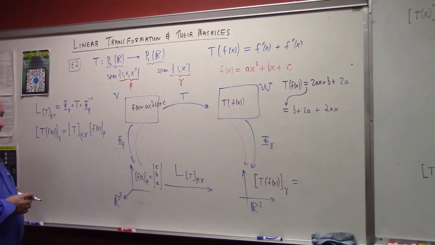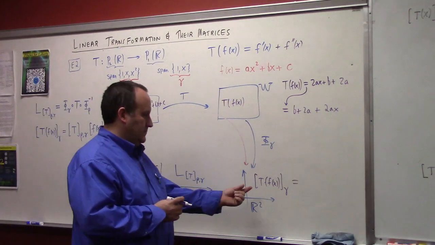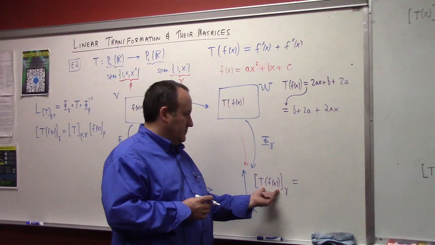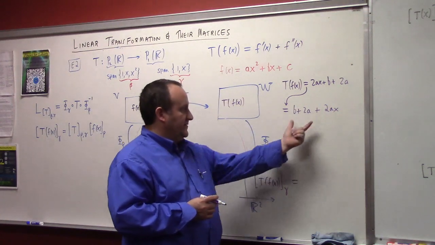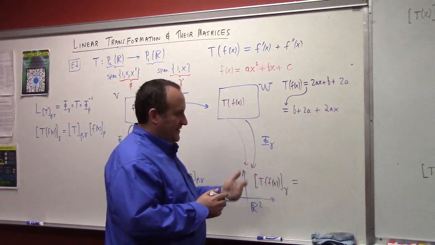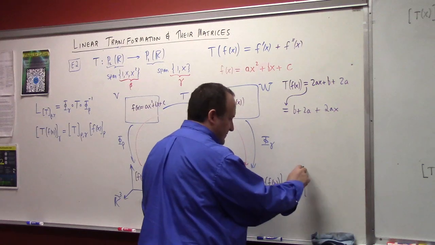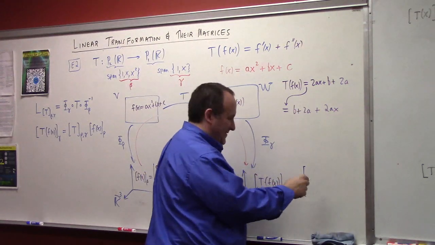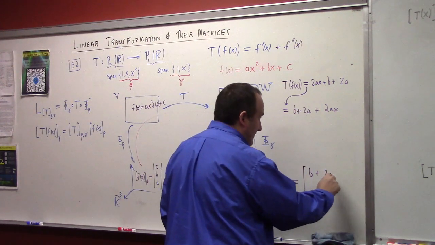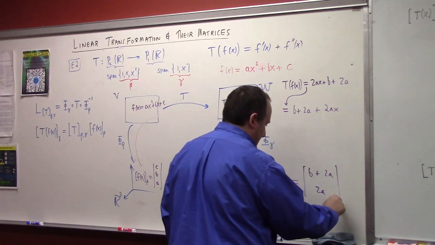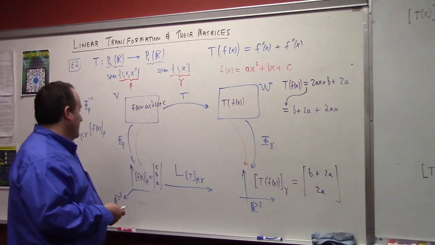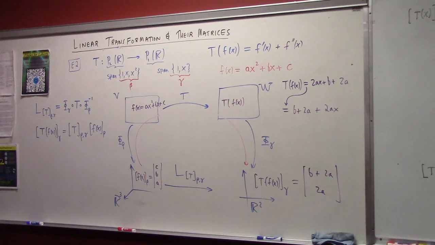The coordinate vector of f of x. So in other words, what's the coordinate vector of this with respect to gamma basis? That I know. This one, I put the right, it's b plus 2a, right? And 2a, there you go. I mean, that's that. All right, so check this out.